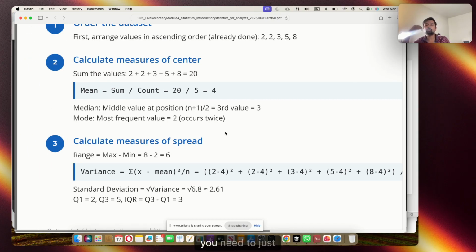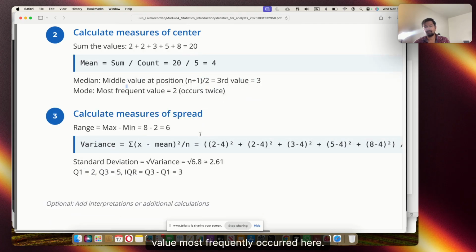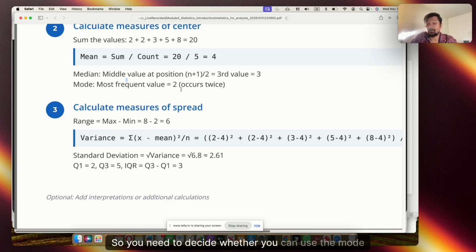You need to remember these quick things in your mind, so that you know what information the value you are using for centering is providing. Mode is the most frequent value. What can be the mode here? Mode here is 2, because 2 is the most frequently occurring value. So you need to decide whether to use the mean, mode, or median, and in what circumstances.